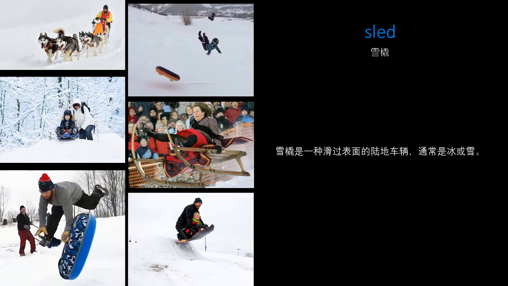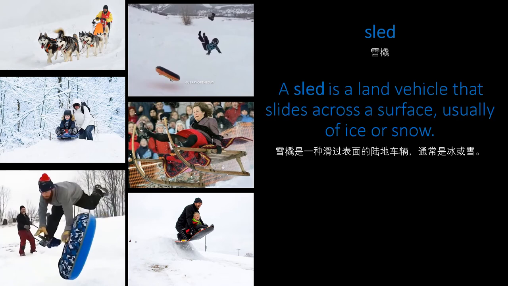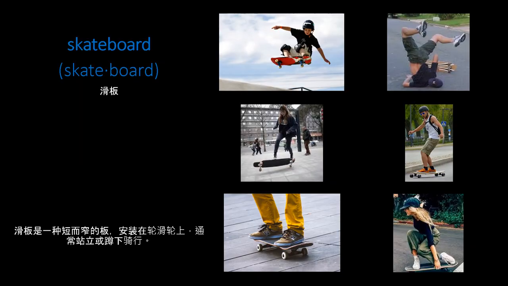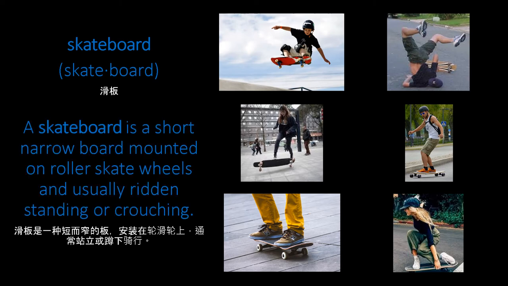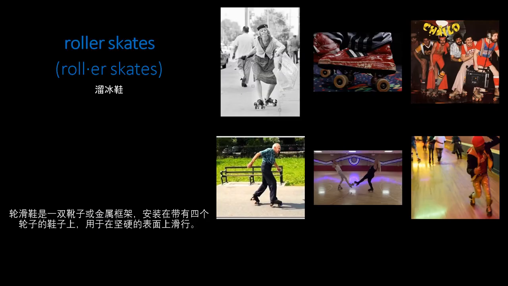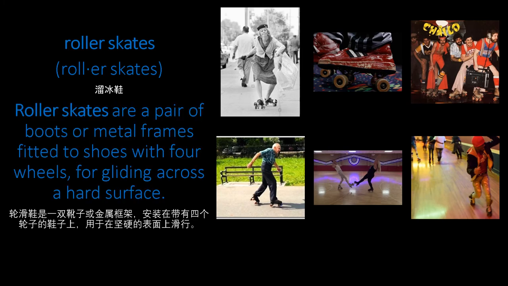Sled. A sled is a land vehicle that slides across a surface, usually of ice or snow. Skateboard. A skateboard is a short, narrow board mounted on roller skate wheels and usually ridden standing or crouching. Roller skates. Roller skates are a pair of boots or metal frames fitted to shoes with four wheels for gliding across a hard surface.